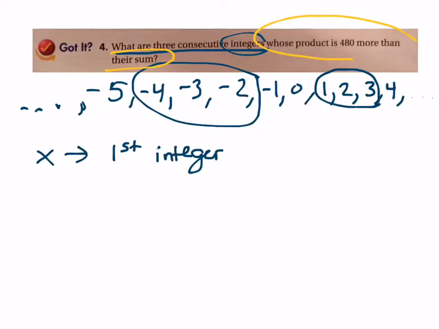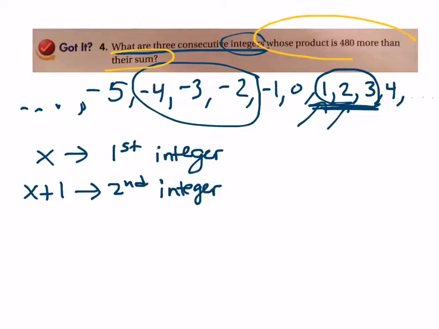Okay, well then what would the next one be? Think of our sample numbers like 1, 2, and 3. If x represents 1, how can I describe 2 in terms of that? Well, notice it's just 1 more than that. So x plus 1 would be the second consecutive integer. And then how about the 3? Well, it's 1 more than 2, and it's 2 more than 1. So this would actually be x plus 2. All right, so that's the third integer.